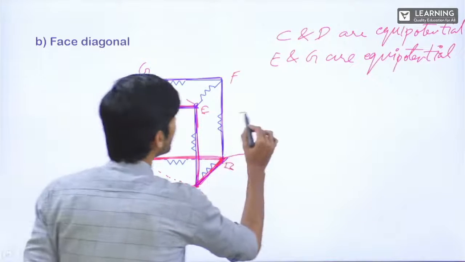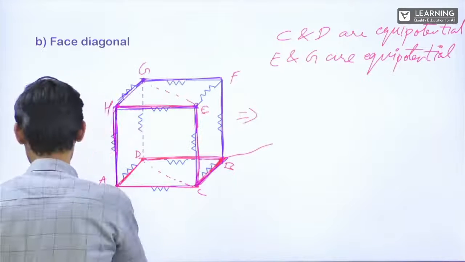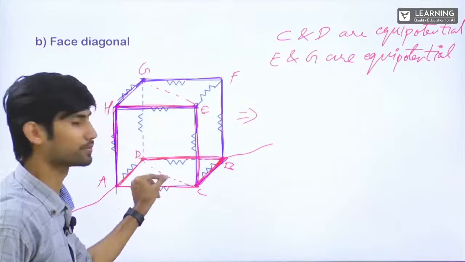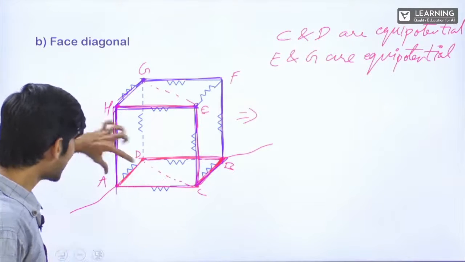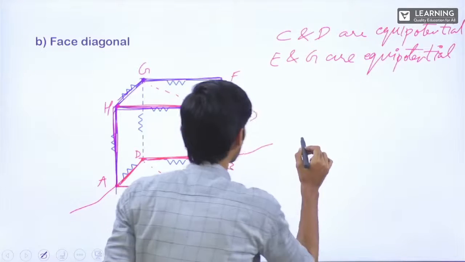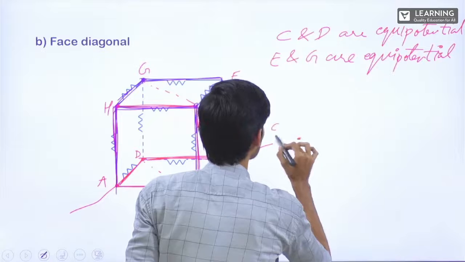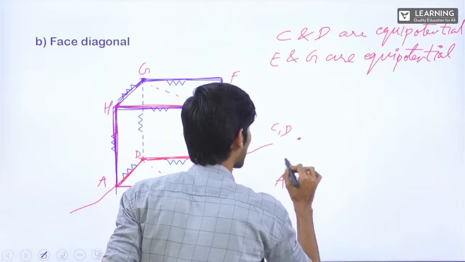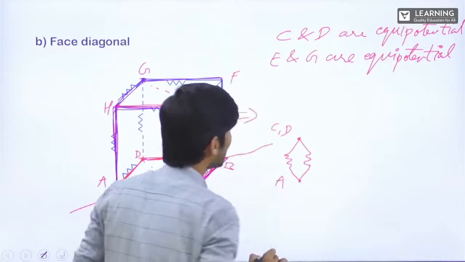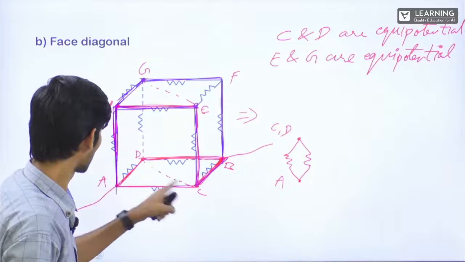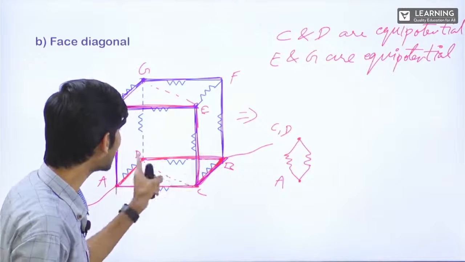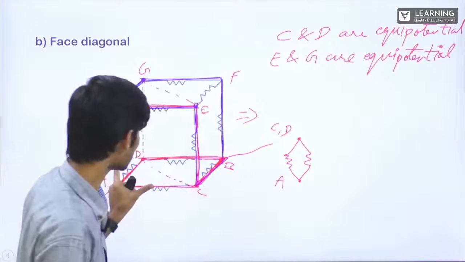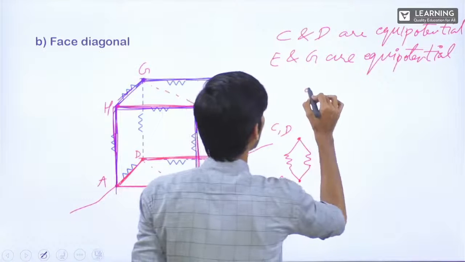Now we have to make the equivalent circuit. How to make it? Let's see. C and D are equipotential, means I'll join this. If I join this, AD and AC will become parallel. Let me just join. Okay, CD I'm making here. A is here. Between A and C there is one resistance. Between A and D there is one resistance. Okay. Then BD and BC will also be parallel. See, if I join this, so if I make this B, let me make B here.